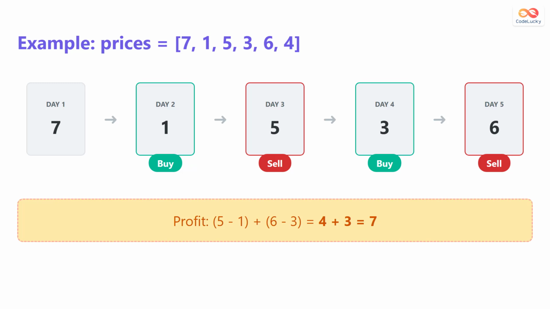Let's look at an example. If prices are 7, 1, 5, 3, 6, and 4, we can buy on day 2 when the price is 1 and sell on day 3 when it's 5. That is a profit of 4. Then we can buy again on day 4 at 3 and sell on day 5 at 6. That is another profit of 3. Our total profit is 7.